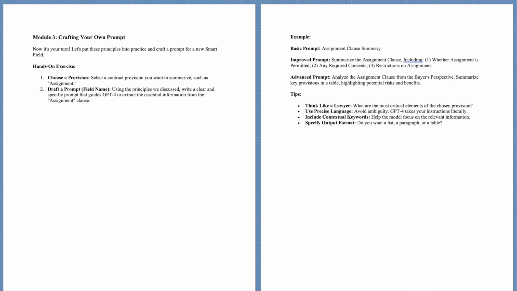Think like a lawyer. What are the most critical elements of the chosen provision? Use precise language. Avoid ambiguity. GPT-4 takes your instructions literally. Include contextual keywords. Help the model focus on the relevant information. Specify output format. Do you want a list, a paragraph, or a table?